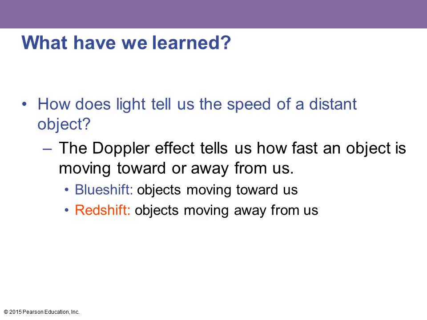Finally, how does light tell us the speed of a distant object? Well, the Doppler effect tells us how fast an object is moving toward us or away from us, depending on which way the spectrum is shifted. If it's shifted toward the blue end, we call that a blue shift, and by that we know the object is moving toward us. A red shift would mean the object is moving away from us.